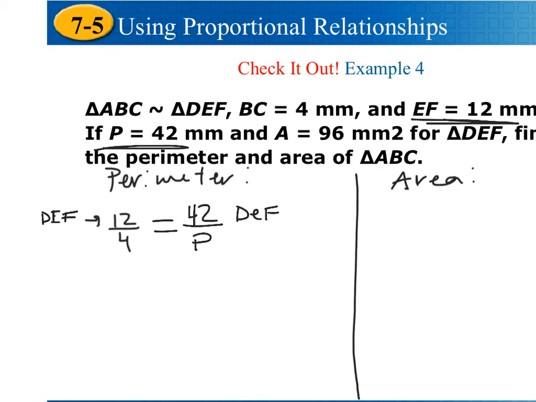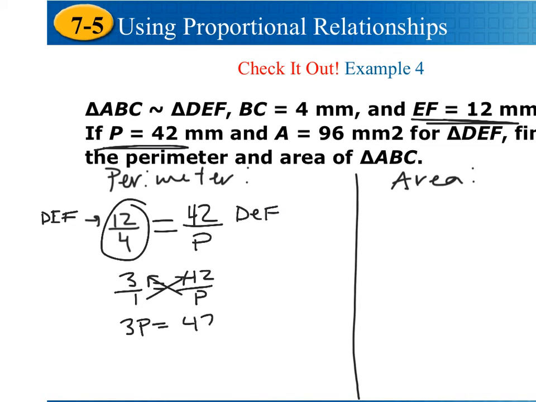So now how do we solve for P? We can cross multiply or we could simplify this to make our numbers a little bit smaller. So how do we simplify 12 over 4? 3 over 1. And that's equal to 42 over P. And now what do we do? Cross multiply. So we get 3P is equal to 42. And what did you guys get for P? I got 14. 14 what? Millimeters.